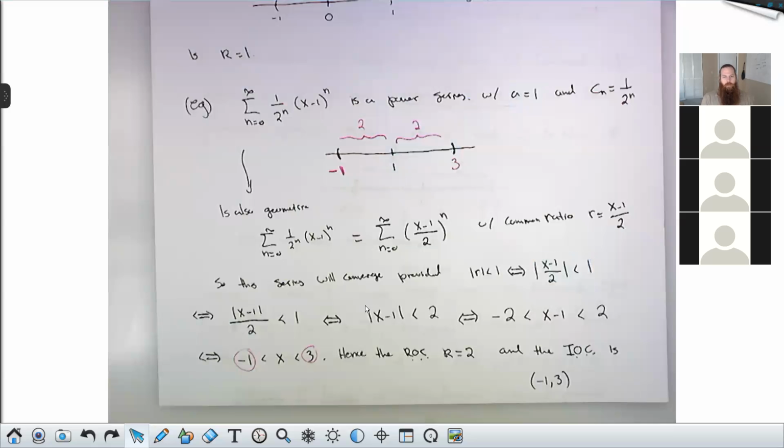So are we all comfortable with this step? This is an important step. Unpacking that absolute value. Does everybody see what we did here? Are there any questions about this?